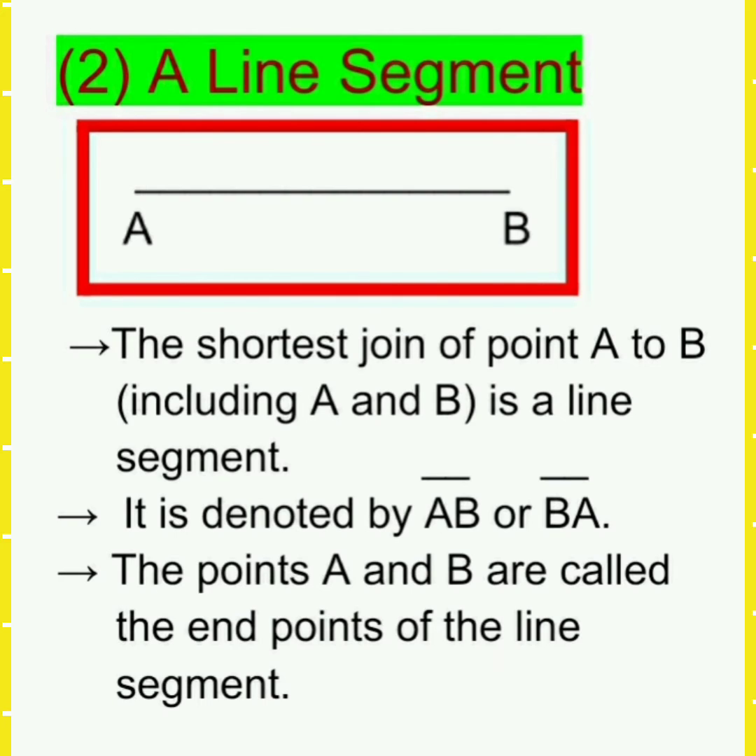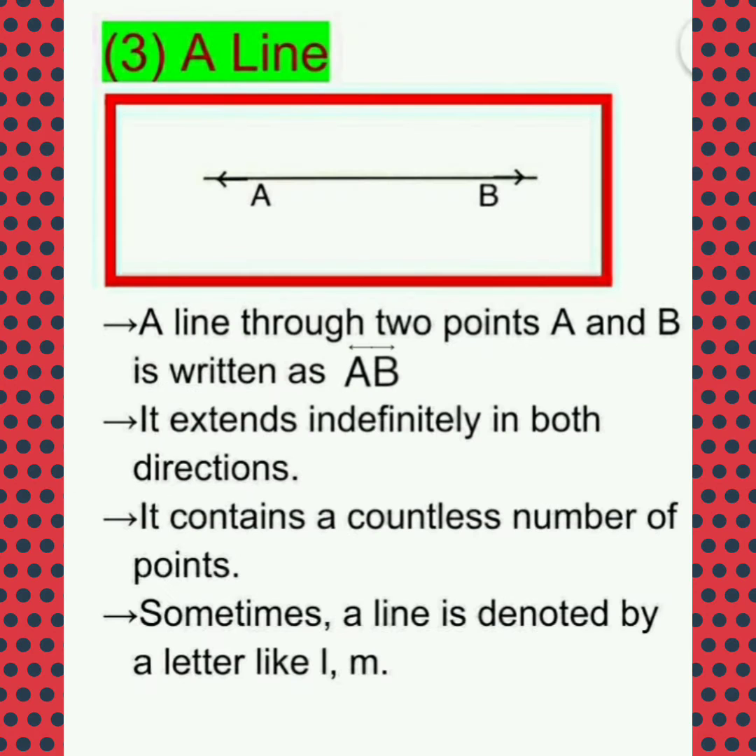It is denoted by AB or BA. The points A and B are called the end points of the line segment. So it has an exact measurement. Okay. Coming to a line.